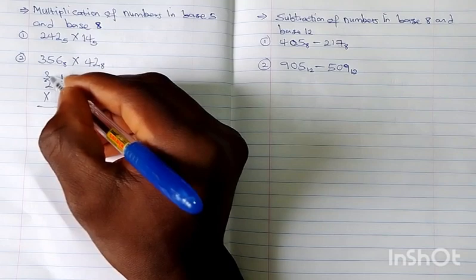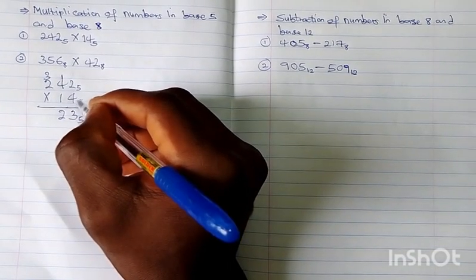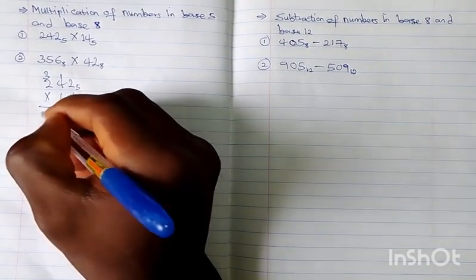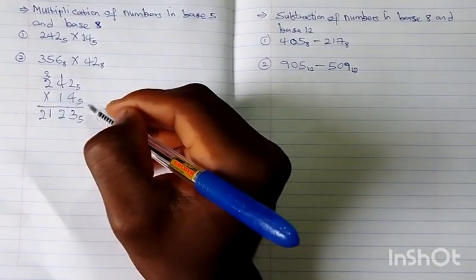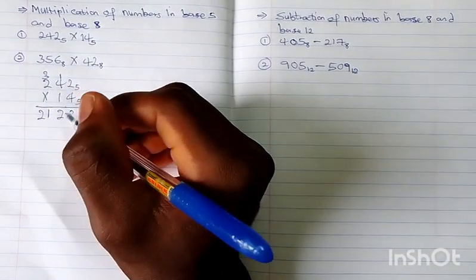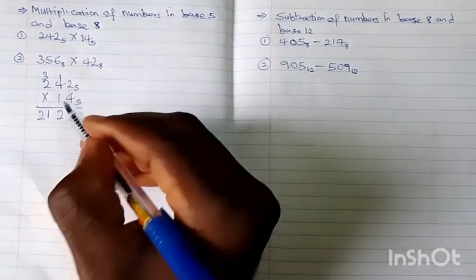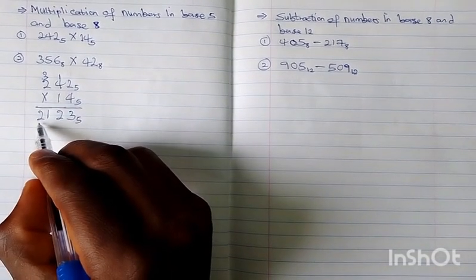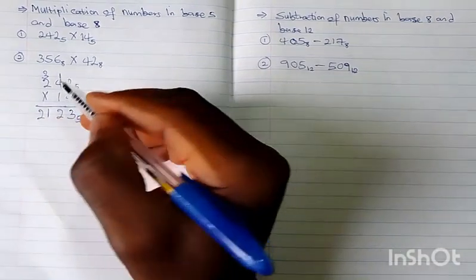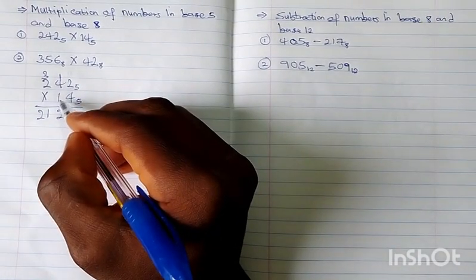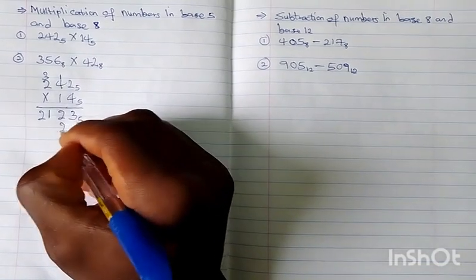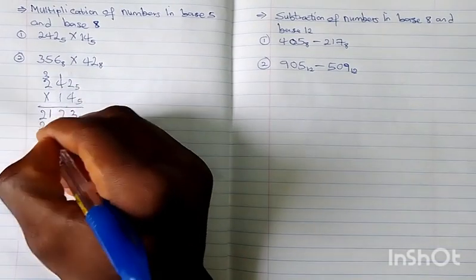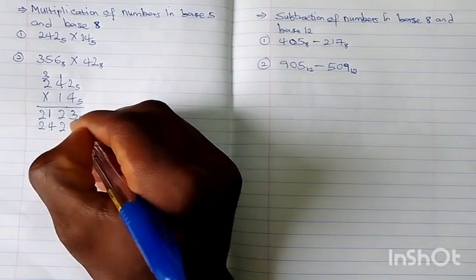4 multiplied by 2 is 8, plus 3 is 11. Base 5 will go into 11 2 times, remainder 1. So we are going to write the 2 here and 1 at the back. Now, notice that in this last column, we wrote the number of times that the base went into our result at this left hand side and the remainder at the right hand side. So let us proceed. 1 times 2 is 2. 1 times 4 is 4. 1 times 2 is 2.